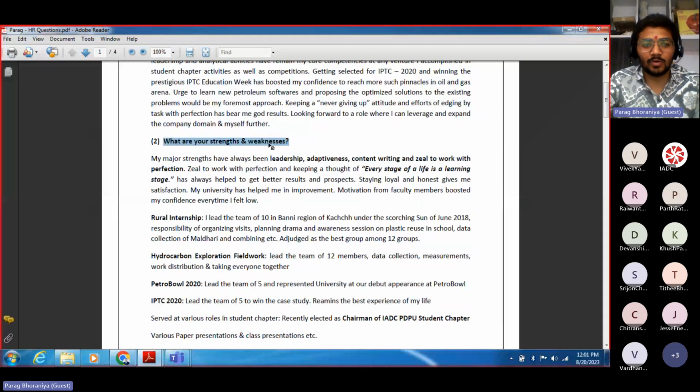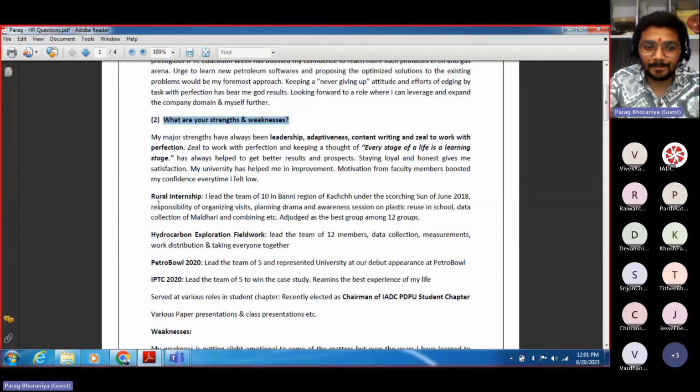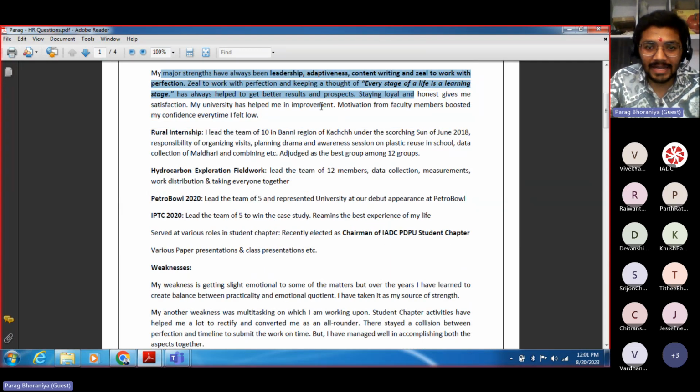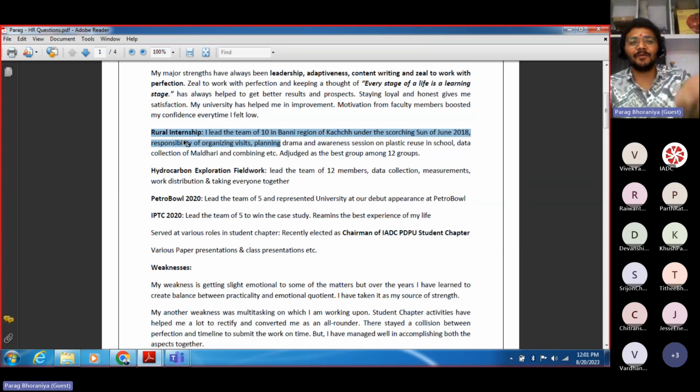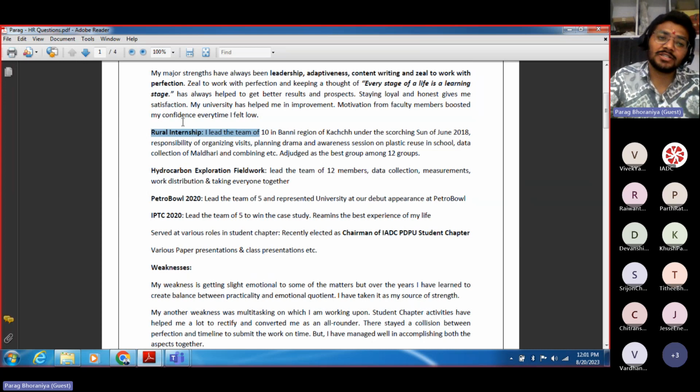See, this is the second question: what are your strengths and weaknesses? Whatever my strengths were, I mentioned them, and against those strengths, I gave examples. The examples will be the same for you as well, since you would have done a rural internship. What is covered in a rural internship? It covers leadership skills, presentation skills, teamwork, and adaptiveness. A good example of adaptiveness can be the rural internship, right? Because you are put in remote areas and you are working there.